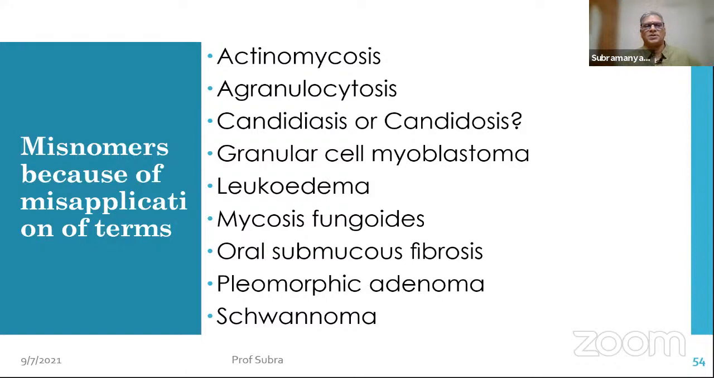Misnomers because of misapplication of terms. Good number of examples are there. Actinomycosis, agranulocytosis, leukoedema, mycosis fungoides, oral submucous fibrosis, schwannoma, pleomorphic adenoma, and so forth. Like, for example, agranulocytosis. Is it agranulocytosis or is it agranulocytosis? Quite confusing, because when you say granulocytosis, we are talking about granulocytes. So agranulocytosis would mean the lack of granulocytes. But when you say agranulocytosis, it means an increase in number of agranular cells. So that way, it could be quite confusing.